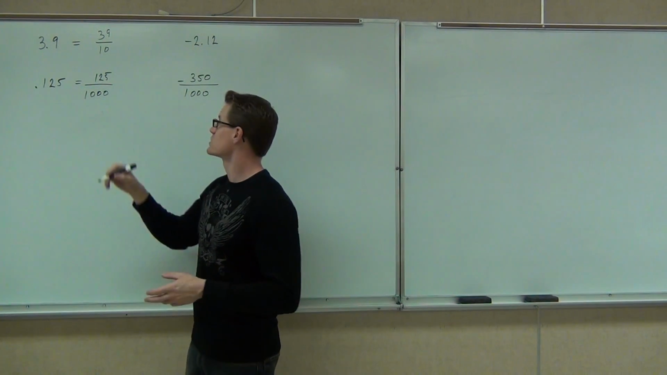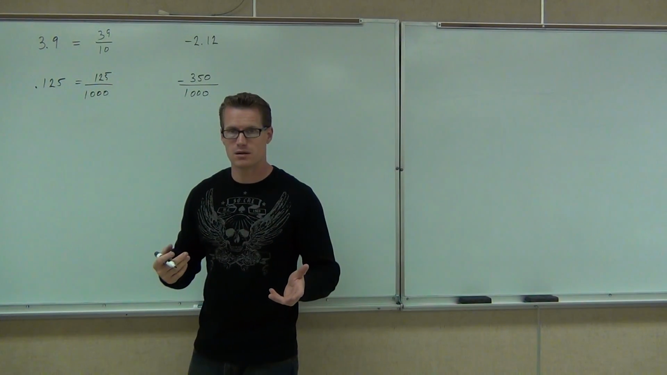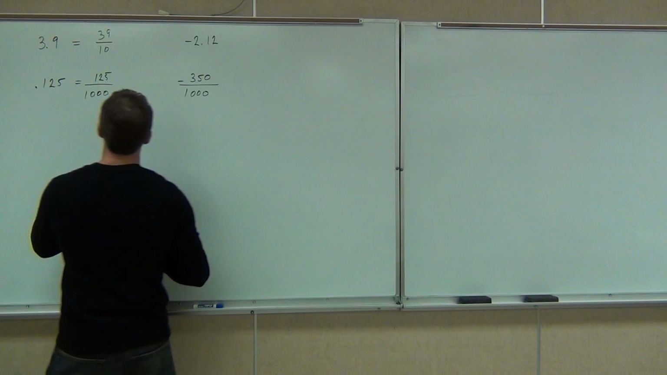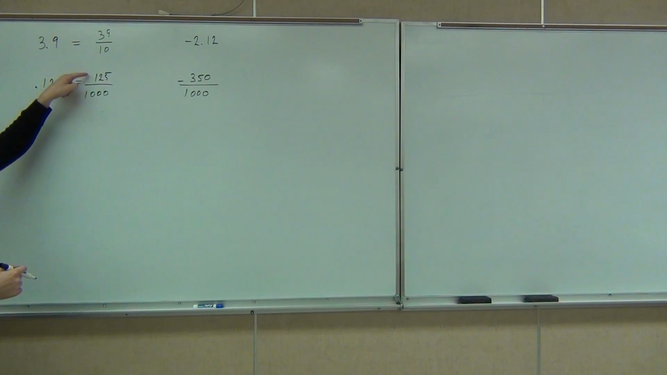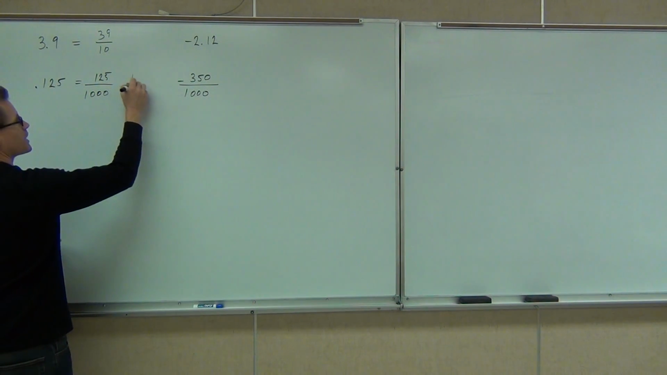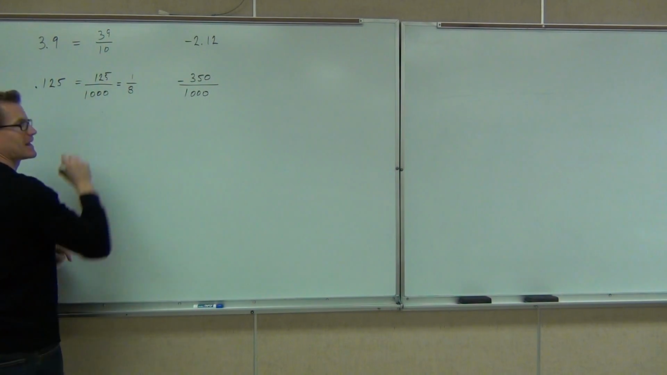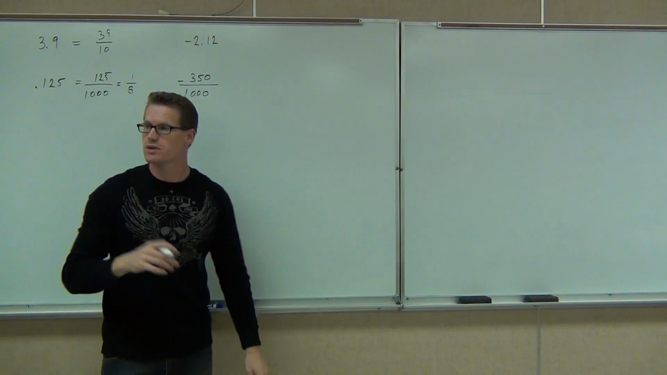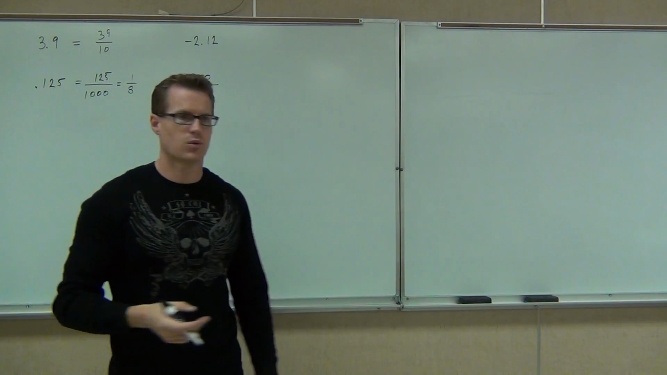You actually can reduce that, and you should reduce that if you can. If you can reduce your fraction, do it. 25 goes into both those numbers. Actually, 125 goes into both those numbers. It goes in 1 time and 8 times. That actually does equal 1/8. So you can reduce these fractions. That's great. Works the same way.